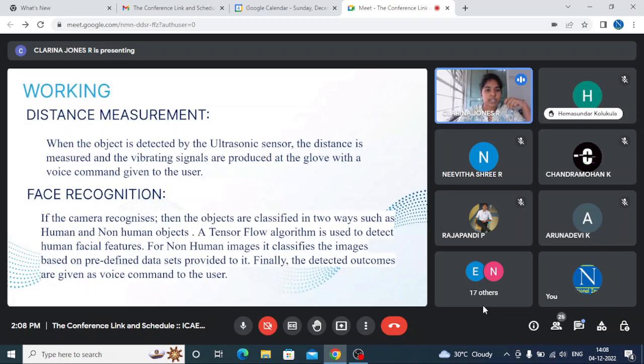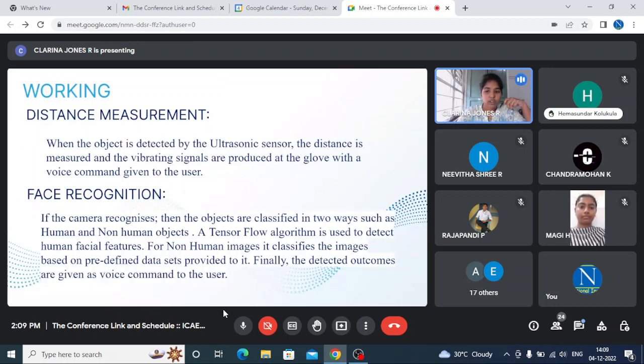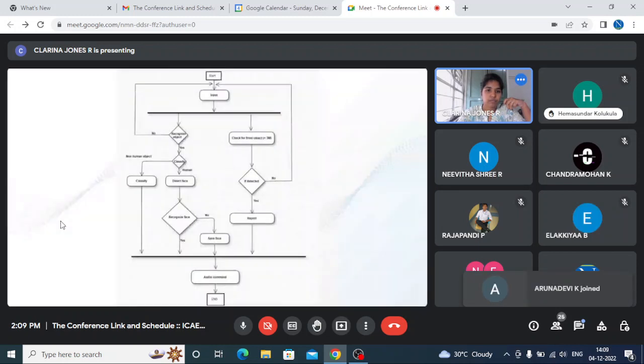Working. Distance measurement: when an object is detected by the ultrasonic sensor, the distance is measured and vibrating signals are produced at the glove, with a voice command given to the user. Face recognition: if the camera recognizes an object, it is classified in two ways, human and non-human. The TensorFlow algorithm is used to detect human facial features. For non-human images, it classifies the images based on the predefined datasets provided to it. Finally, the detected outcomes are given as a voice command to the user.